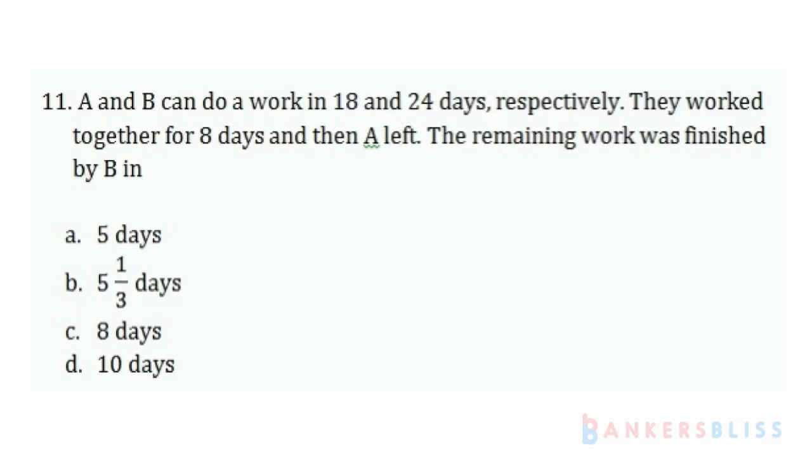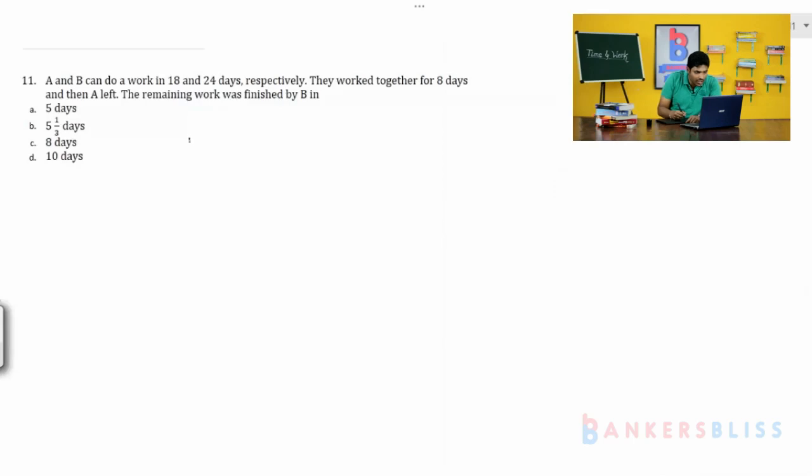A and B can do a work in 18 days and 24 days respectively. They work together for 8 days and then A left. The remaining work was finished by B in how many days? Here you have to calculate the remaining work which has been finished by B.